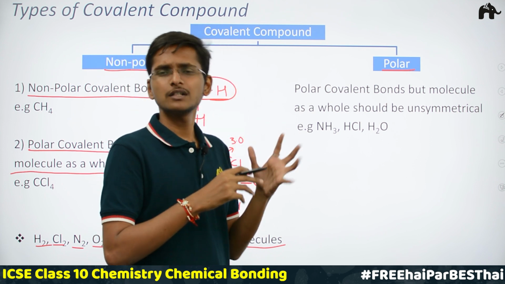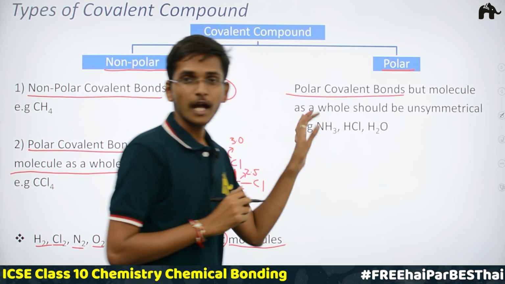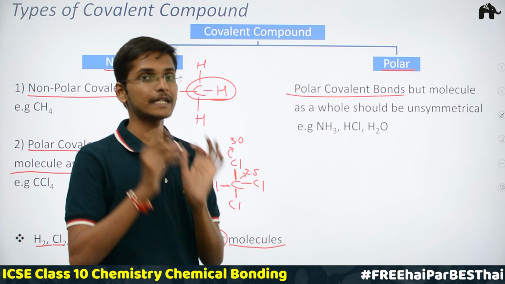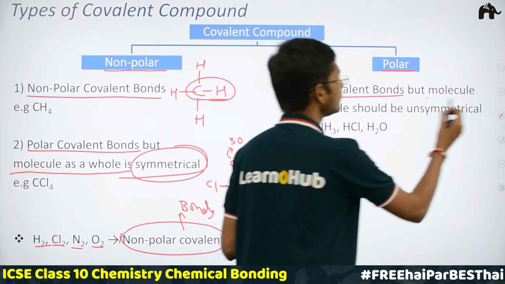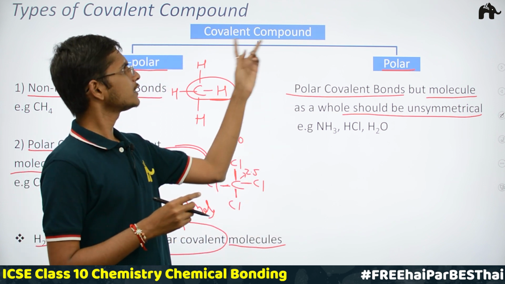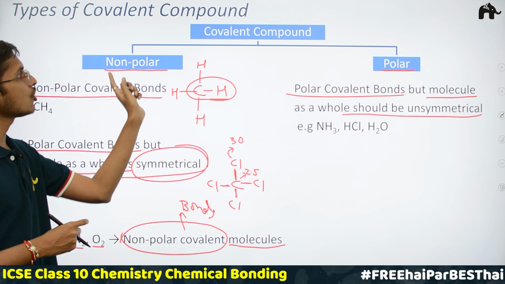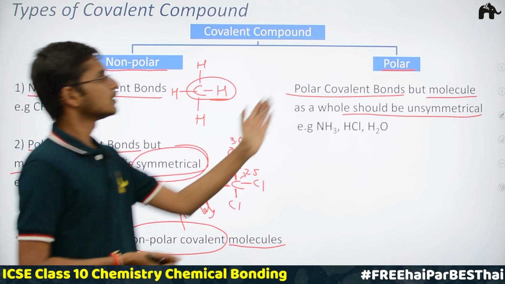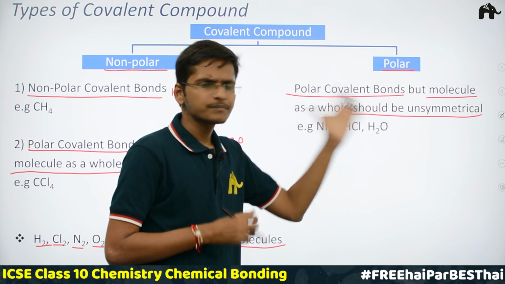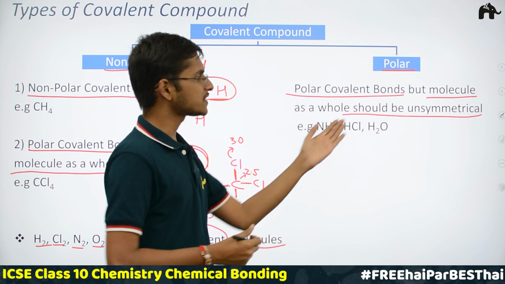Polar covalent compounds are covalent compounds that have polar covalent bonds, on the condition that the molecule as a whole is unsymmetrical. Because we know that if a covalent compound has polar covalent bonds but the molecule as a whole is symmetrical, it becomes a non-polar covalent compound. So polar covalent compounds have polar covalent bonds, but the molecule as a whole should be unsymmetrical. Very clear? Now let's see the examples: NH3, HCl and water.